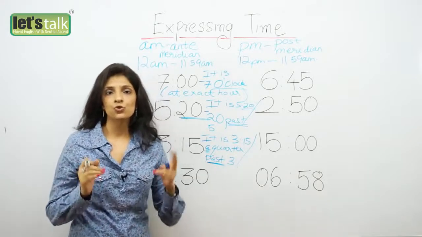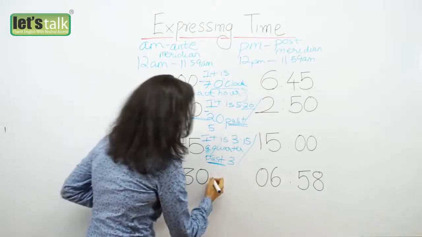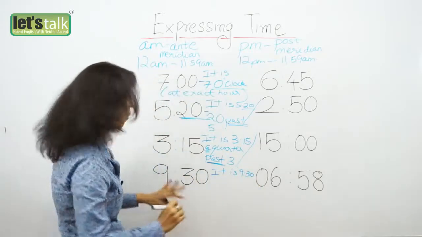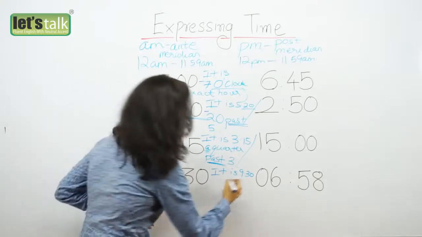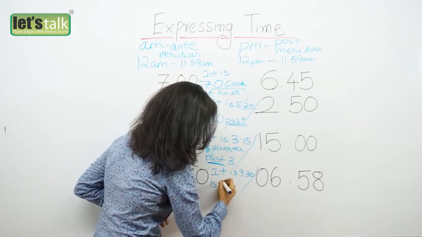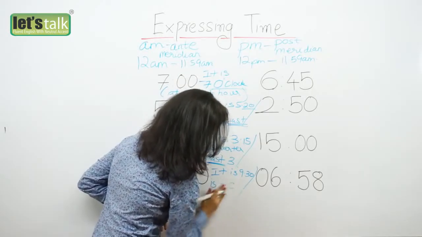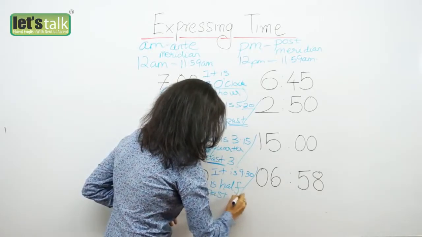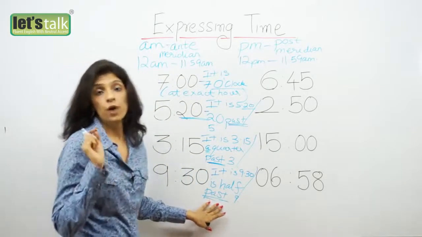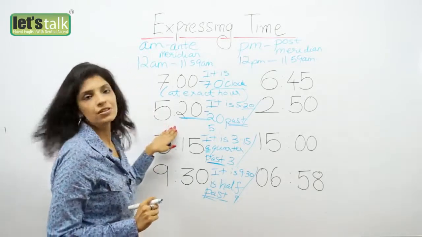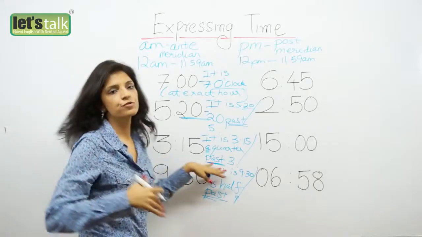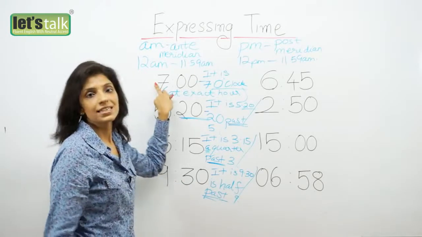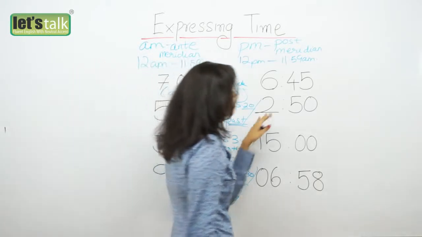Now you have 9:30. 30 minutes makes 2 quarters, that means half, right? So you can say it is 9:30, or because it's half of the hour, you can say it is half past 9, right? But one thing that you must remember is, please do not say it is 5:20 o'clock or it is 3:15 o'clock, or it is 9:30 o'clock. Remember, o'clock is only used for the exact hour. Okay, now let's take a look here.